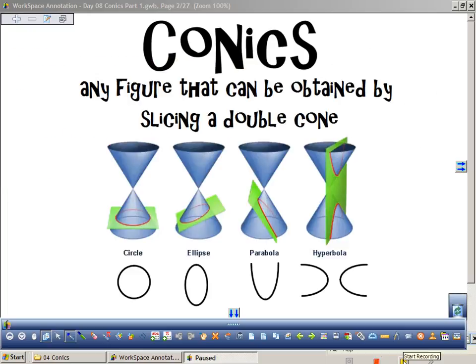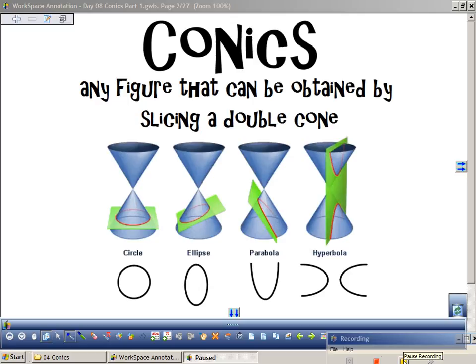Okay, so let's talk conics today. I didn't draw that pretty of pictures, but I found this really pretty picture online. It shows two inverted cones. If we cut it straight across, it would be a circle.